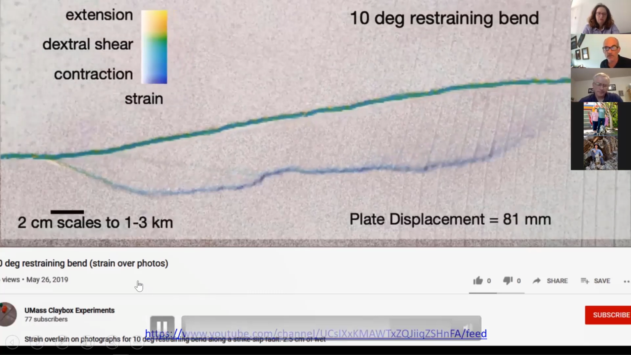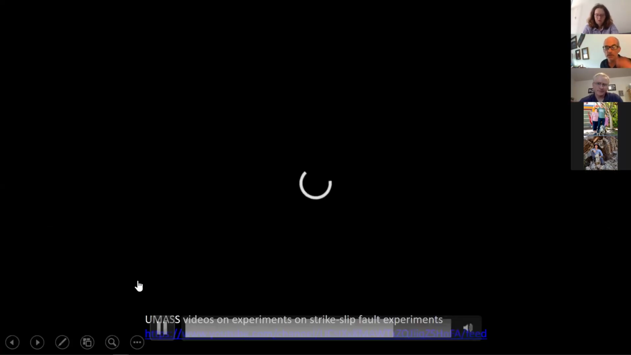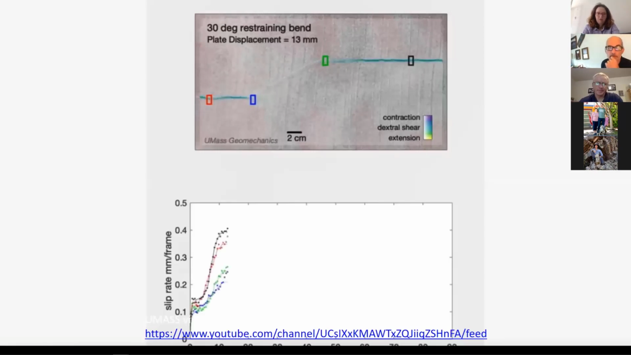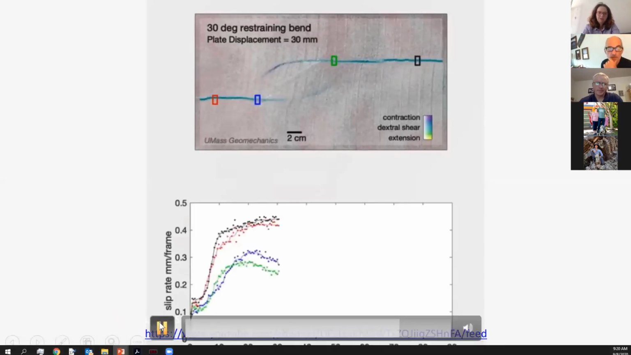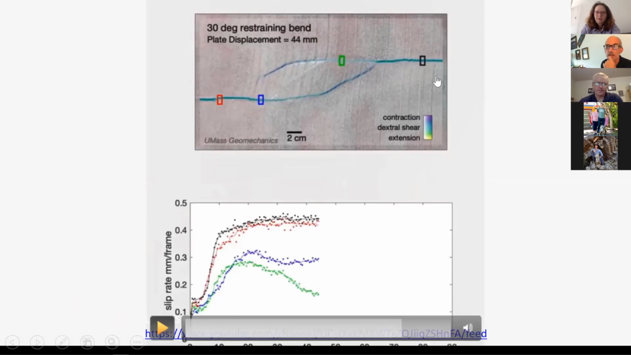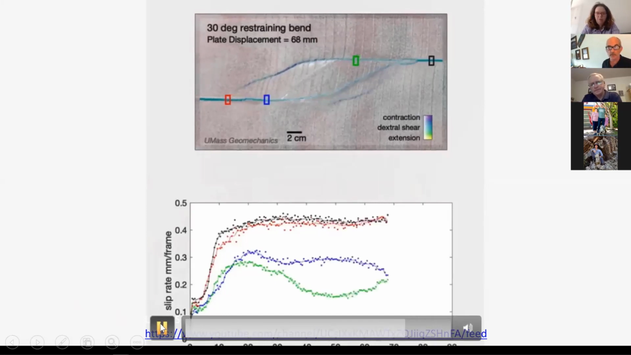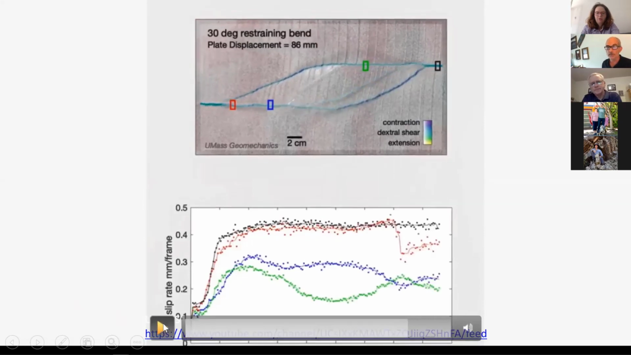Now, here is the one that shows the slip rate variation. You can see these two outer ones, the green, the red and the black, stay steady, but the inner ones have some evolution in their rate of motion. And then even the red got ingested into the bend as the bend grew.